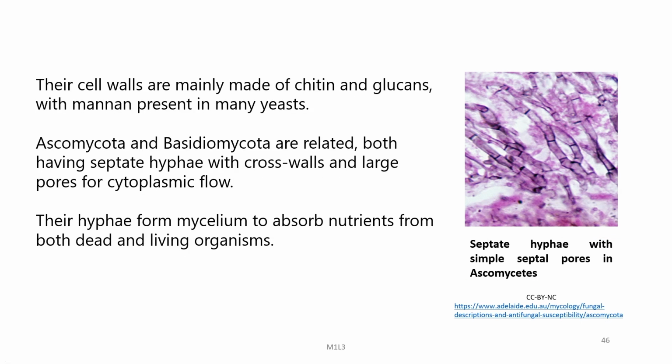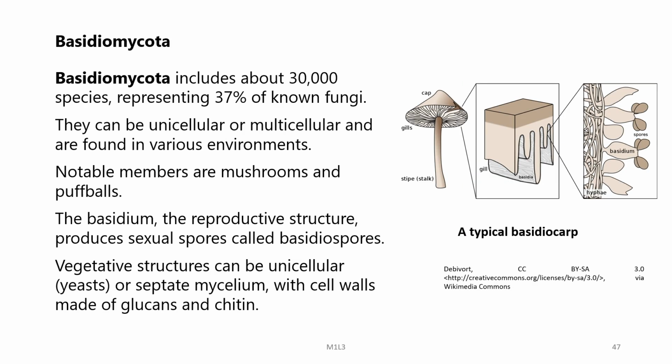The cell walls of Ascomycetes are mainly made of chitin and glucans, with mannans present in many yeasts. Ascomycota and Basidiomycota are related, both having septate hyphae with cross walls and large pores for cytoplasmic flow. Their hyphae form mycelium to absorb nutrients from both dead and living organisms.